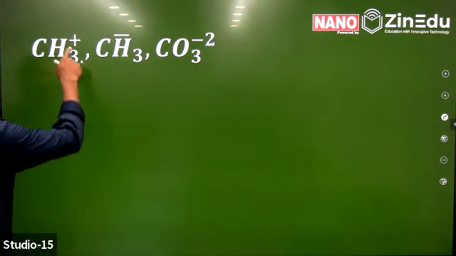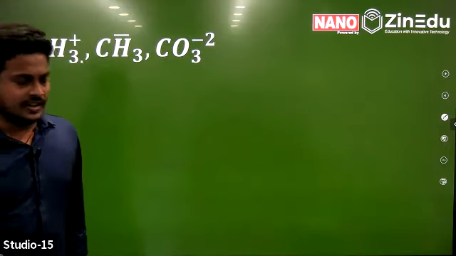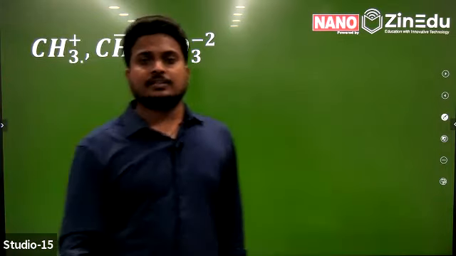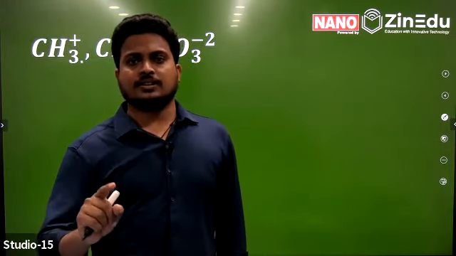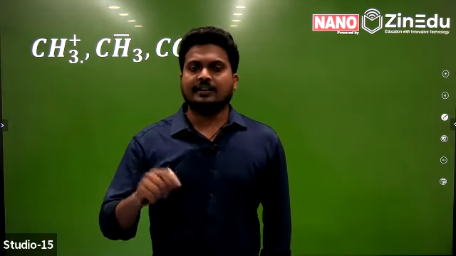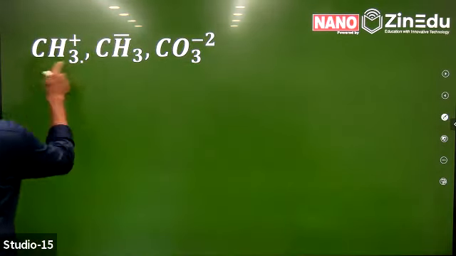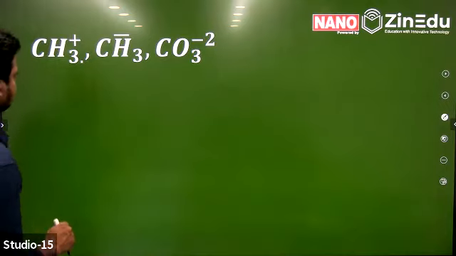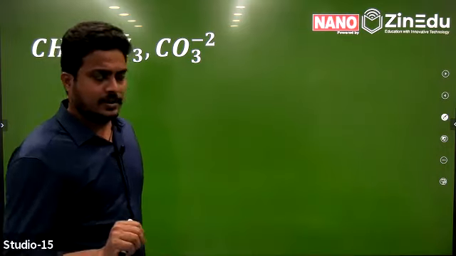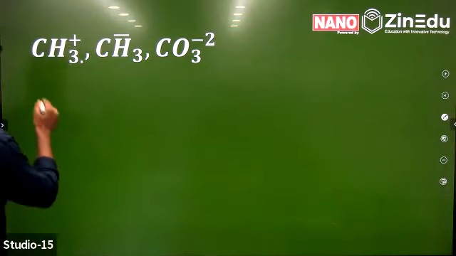Listen carefully, this is most important. Positive charge always indicates deficiency of electrons. Negative charge always indicates excess of electrons. Don't forget it. Now in CH3 plus, carbon is the central atom. Carbon belongs to group 4A. It has 4 valence electrons.